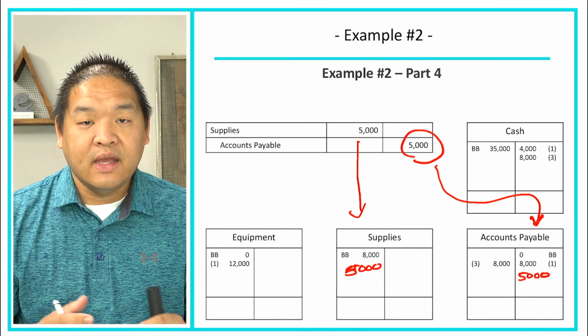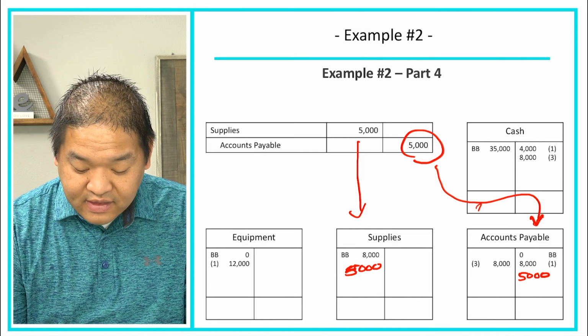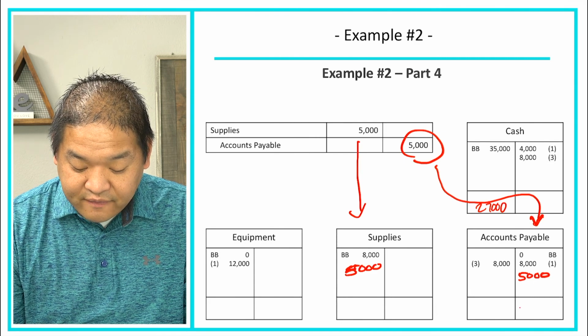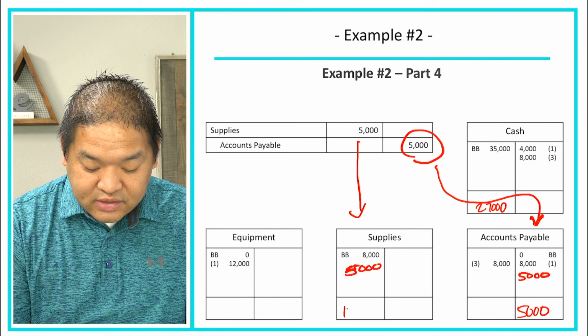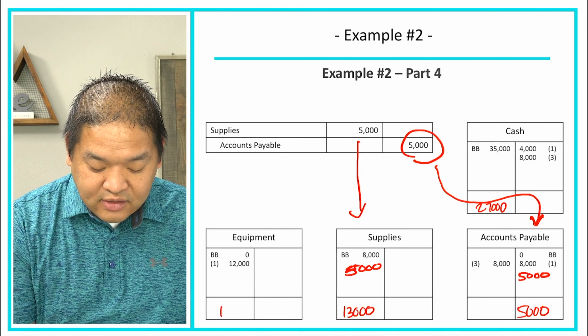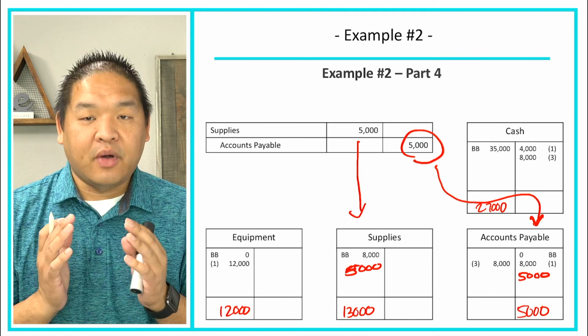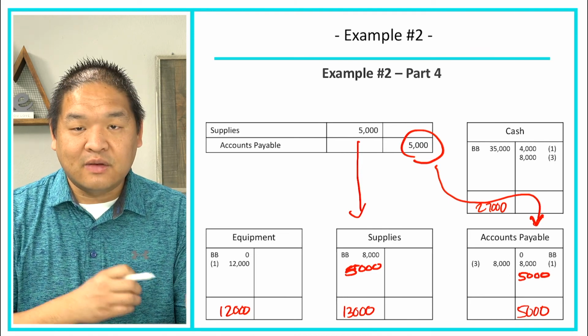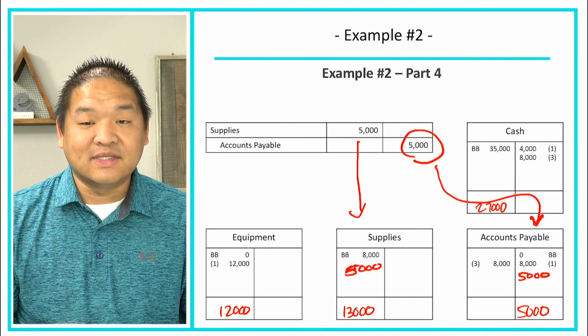So we can go ahead and add them all up. I can tell you we have 27,000 here. We have 5,000 here. We have 13,000 here, and 12,000 here. Remember, bigger minus smaller goes on bigger. So add up all your debits, all your credits, take the bigger minus the smaller, and that goes on the bigger side. So that's what our balances are.